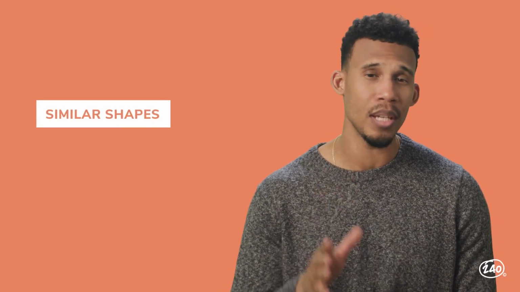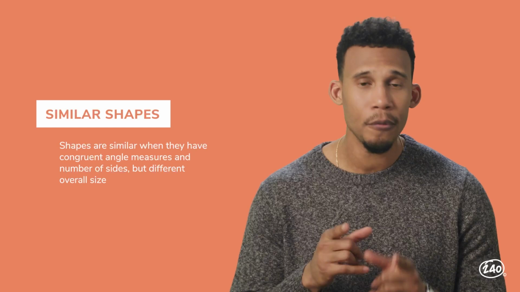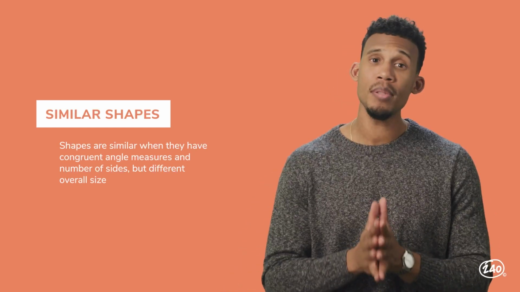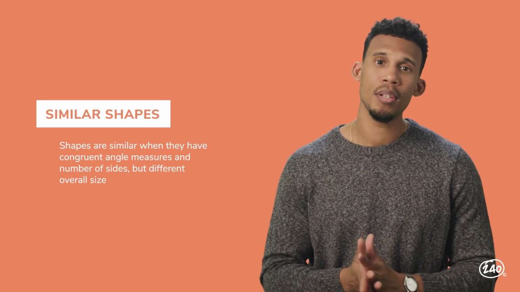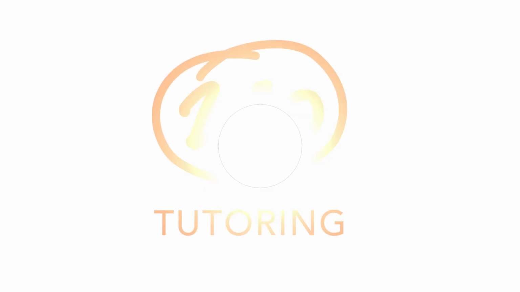There's a lot to unpack in this one, but one thing you're likely to see on the exam is similar shapes. Shapes are similar when they have congruent angle measures and number of sides, but different overall size. When shapes are similar, you can relate them to each other in order to find missing side lengths. Now I know you probably want to see an example of this, right? So let's head over to the study guide.